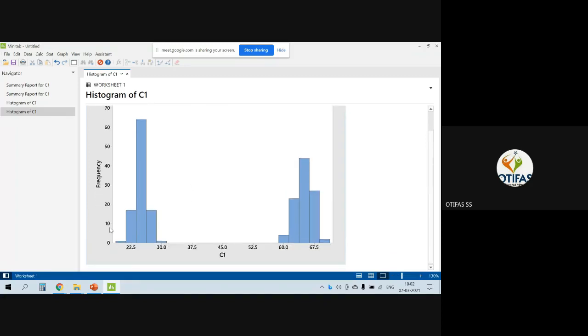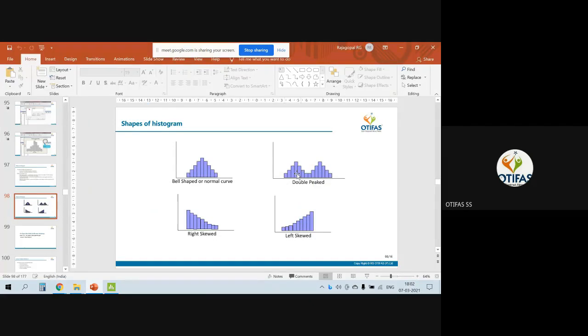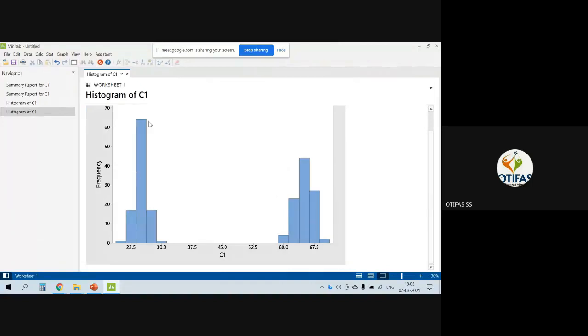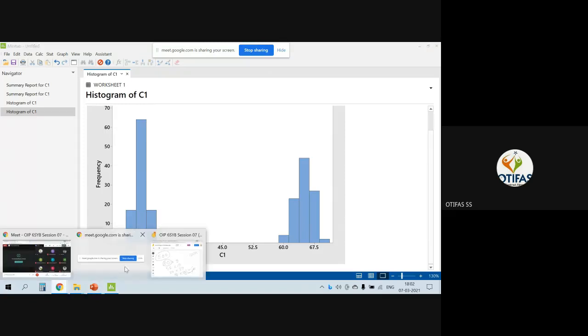What does it mean, double peak? There is a process here, there is a process here. So when you get a double peak, it means there are two process data mixed. Okay, see this, it's a double peak. You have a peak here, you have a peak here. So it's like this.